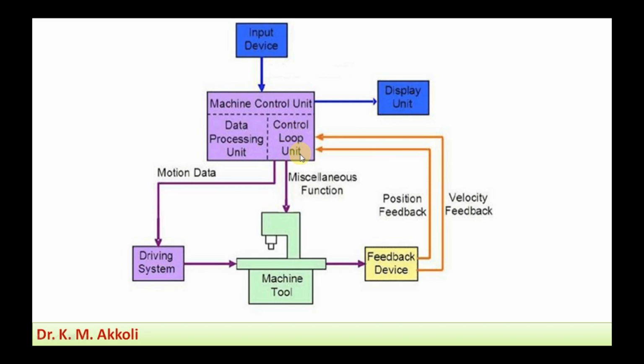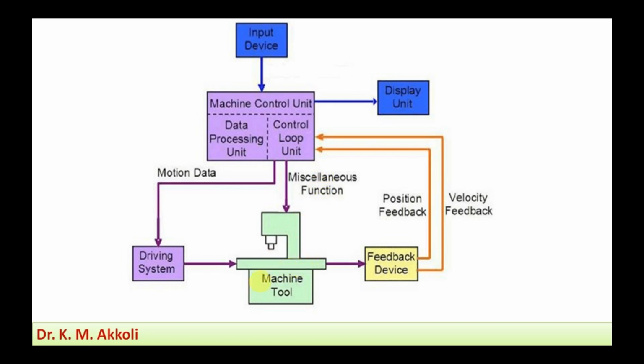The control loop unit operates the machine tool. It senses a signal that we call motion data, which is given to the driving system that feeds the machine tool. The machine tool, which may be a lathe, milling machine, drilling machine, or any press like that, will operate as per the instruction. That means all the movements are provided by the input program. The miscellaneous functions that are required can also be sent to this machine tool.